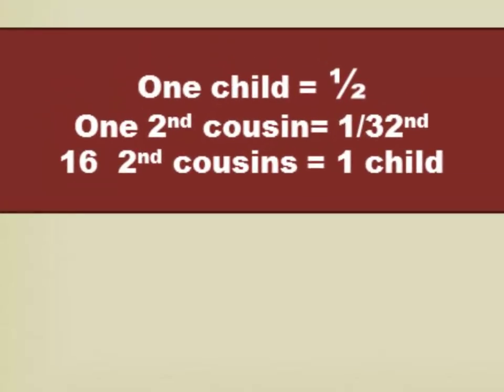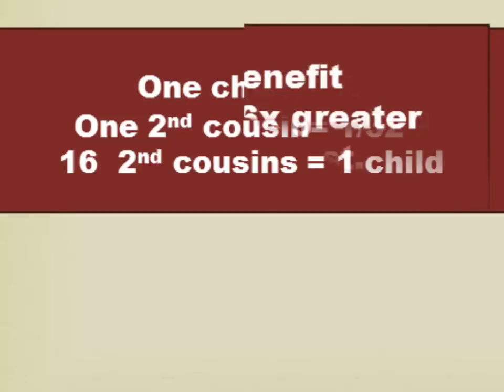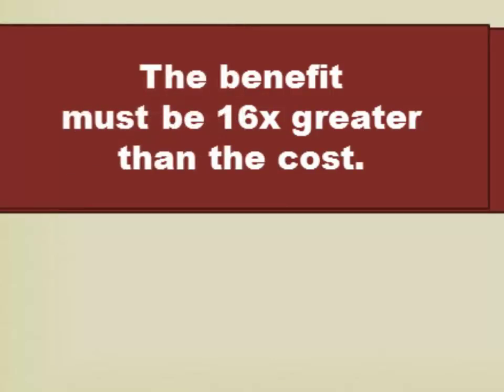Well, then we go out yet further to second cousins. And by the time we get to a second cousin, we're down to 1/32nd of relatedness. A child is 1/2. And this means it takes 16 second cousins to have the same likelihood of sharing a gene that's identical by descent with you as your one child. And you start thinking about this, the benefit now has to be 16 times greater than the cost. What's the likelihood that you're going to forego having a child and manage to spread yourself around enough to allow 16 more second cousins to survive and break even on that?